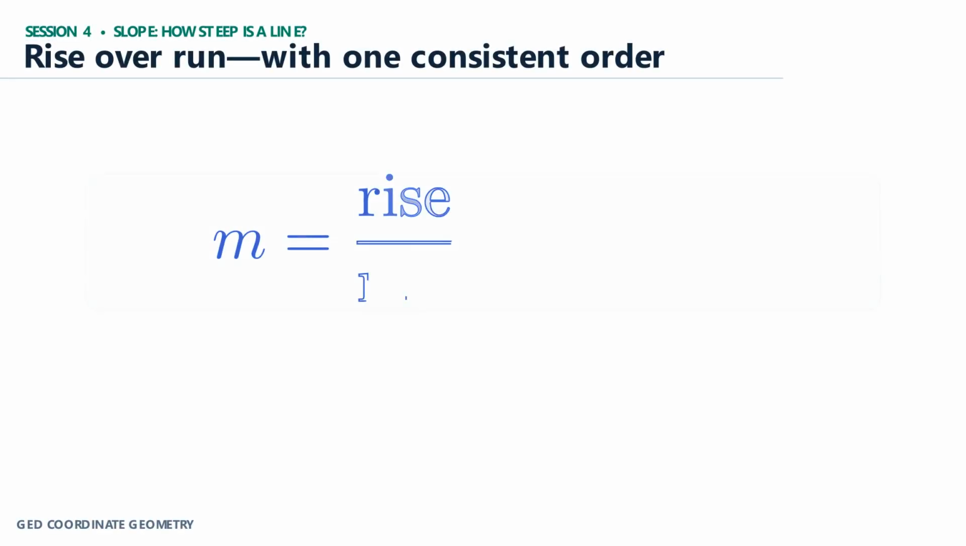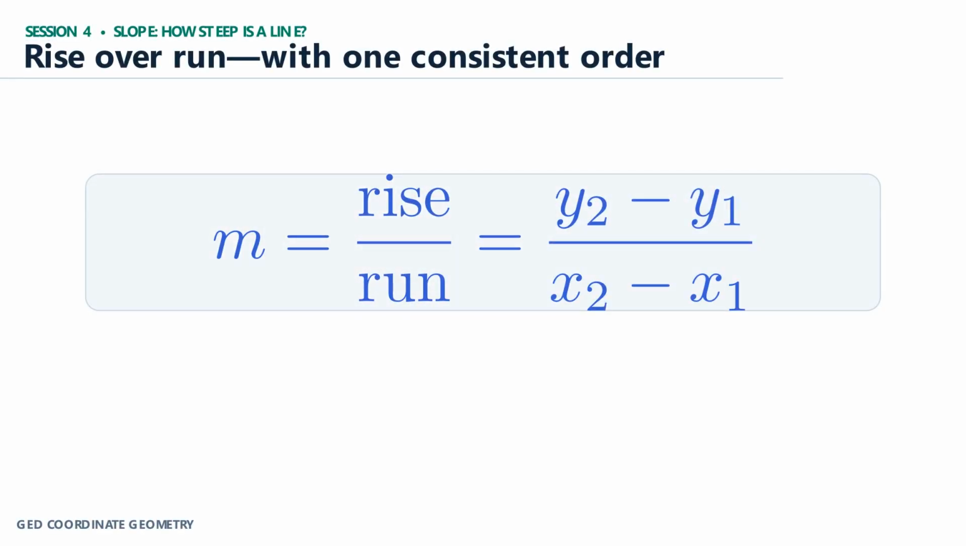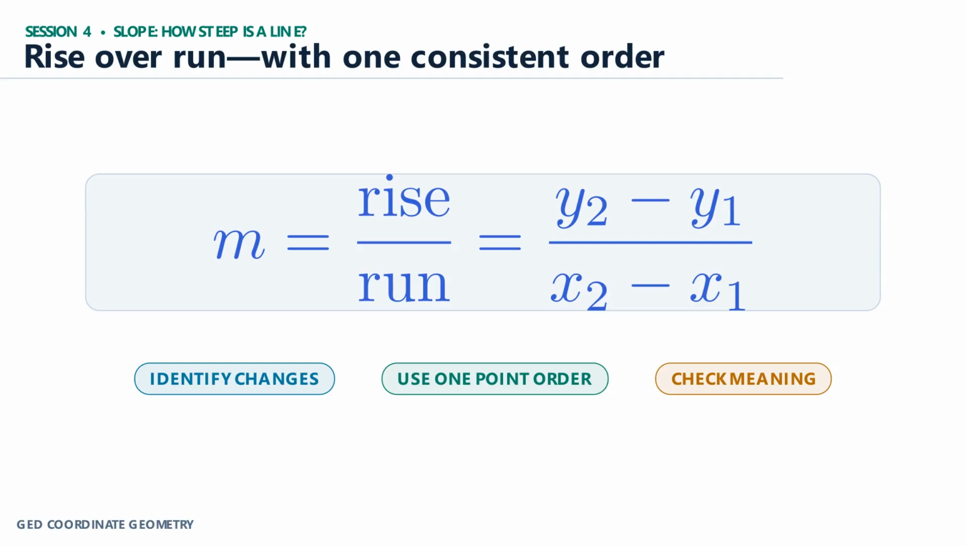The slope formula is m equals y2 minus y1 divided by x2 minus x1. The numerator is rise, or vertical change. The denominator is run, or horizontal change. Choose an endpoint order and use that same order in both differences.